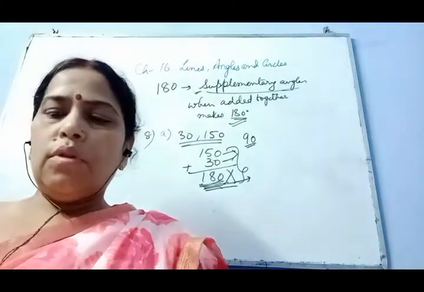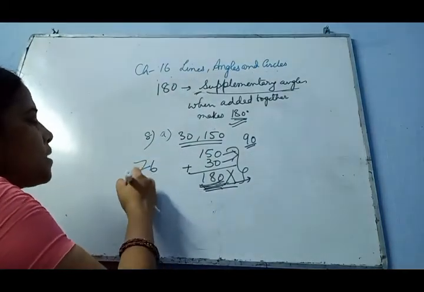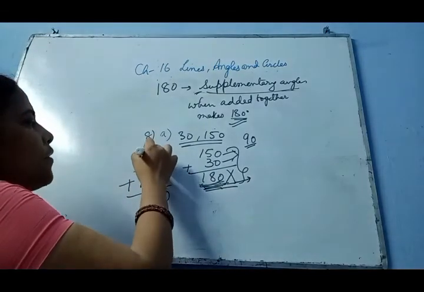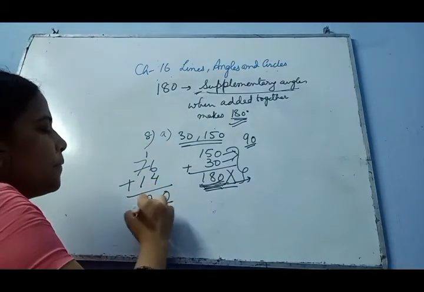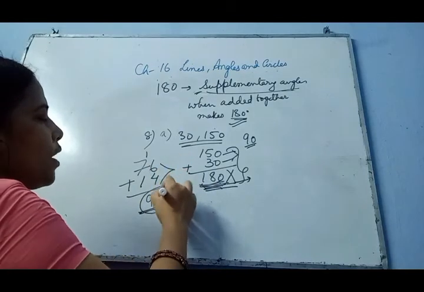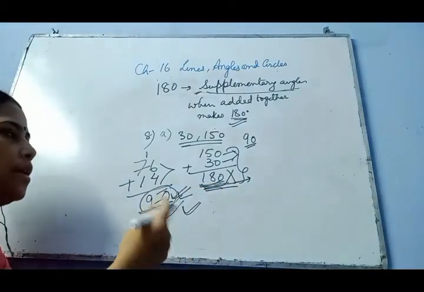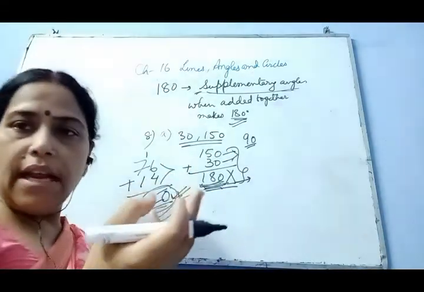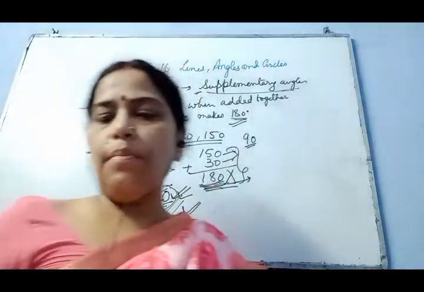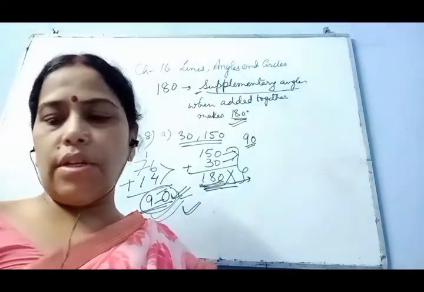Now 76 and 14. Add that and see: 6 plus 4 is 10, write 0, carry 1, 7 plus 1 is 8, plus 1 is 9, so 90 degrees. So is this complementary? The two angles added together give 90. Yes, this is complementary, because they have been added together and made 90 degrees. This is the way you will find out whether the pair of angles is complementary or not in question 8.